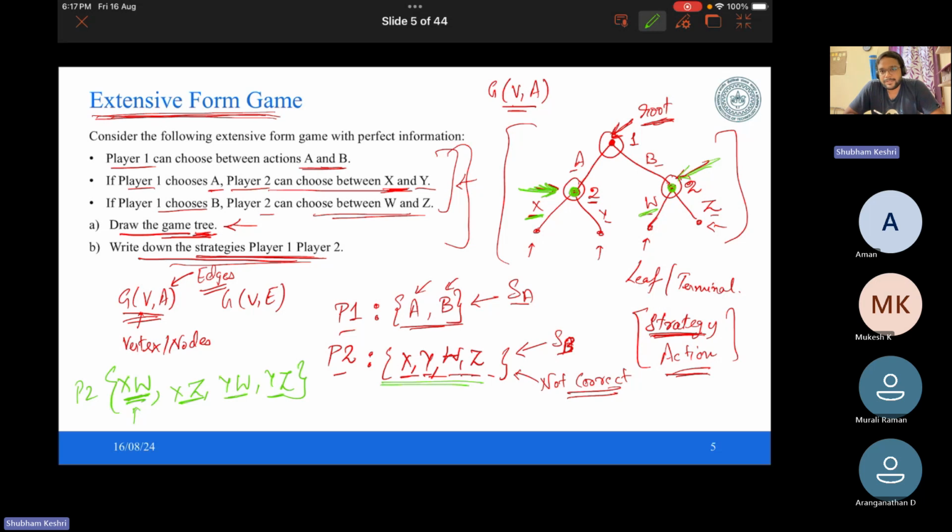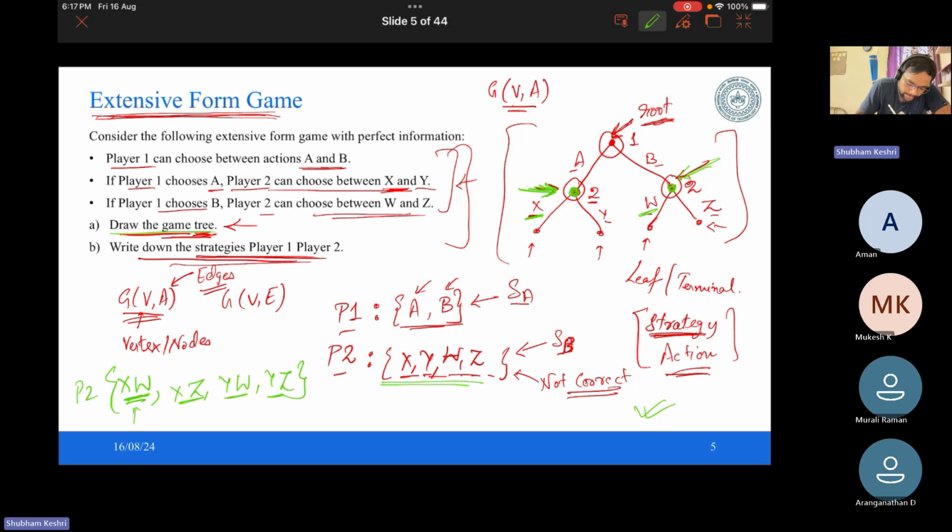Others? Any question? Because if this is not clear, whatever we are going to discuss next will not be clear. These are the basics of what we are going to discuss next. All right, so I'm assuming that this is all right.